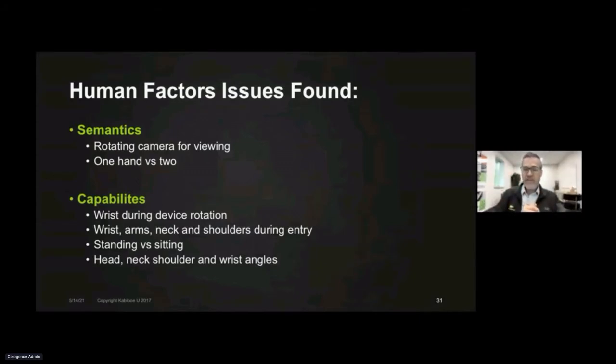Cognitively, the users had trouble understanding how this camera that they were using on this device rotated and what orientation they were in. Semantically, cognitively, they were having trouble understanding when they should use one hand, when they should switch to two. Okay, physical capabilities. Their wrist during rotation of the device was very difficult. Their wrist, their arms, and their neck, and their shoulders during an entry time were very difficult. Standing versus sitting seemed to be a need to change. That was difficult. Head, neck, and shoulders, and wrist angles. All these things were very difficult. Okay, these were things that we logged as pain points that were very important. We call them pain points, and they lead to us understanding some things down the road, which we'll talk about in a second.